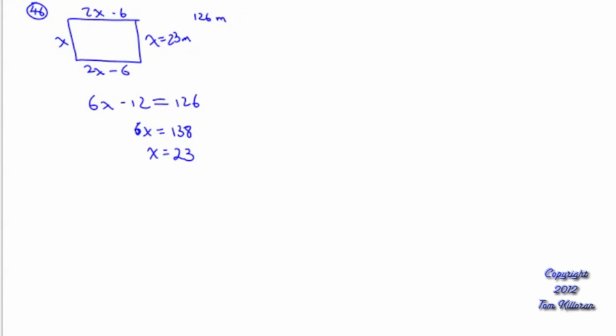To find this side, I have to kind of plug it in. So you're going to get 2 times 23, which is 46. 46 minus 6 is 40. So this side is 40 meters. So the answer is 23 by 40 meters.